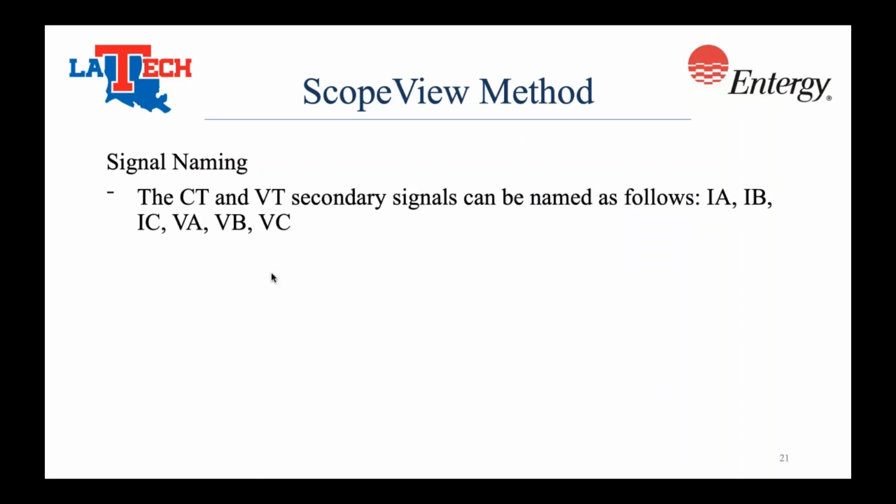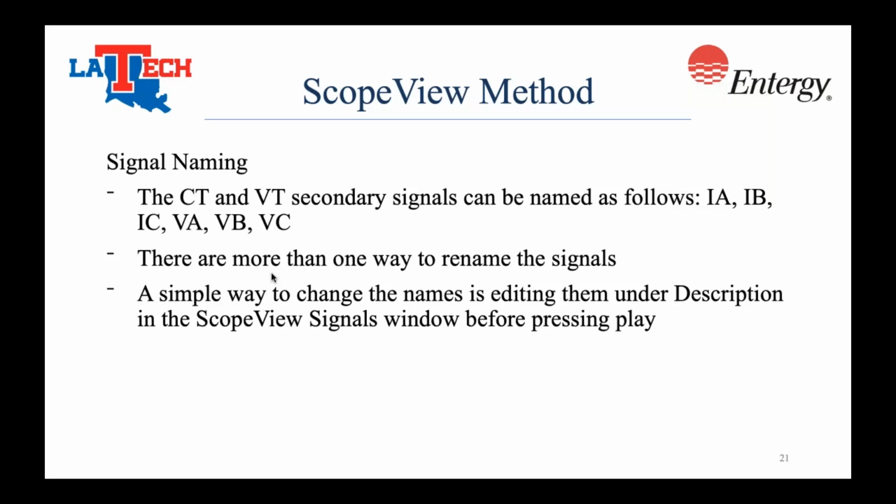For the signals captured on the secondary of the voltage and current transformers, I prefer to use simple names like IA, IB, IC, VA, VB, and VC. There is more than one way to change these names, and I have tried multiple methods, including renaming them in the CFG files after they are generated. I have found that the easiest method to change the names is under description in the ScopeView signals window.